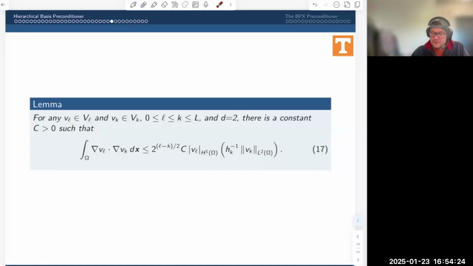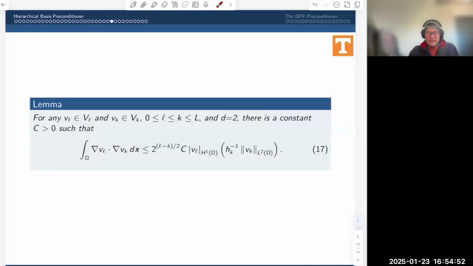All right, so those are the two functions and where they come from. They're arbitrary otherwise. They're on those two finite element spaces, but otherwise they're completely arbitrary. Don't care what they are. And again, we're in two dimensions. There is a constant c such that the integral over omega of the gradient of VL dotted with the gradient of VK.